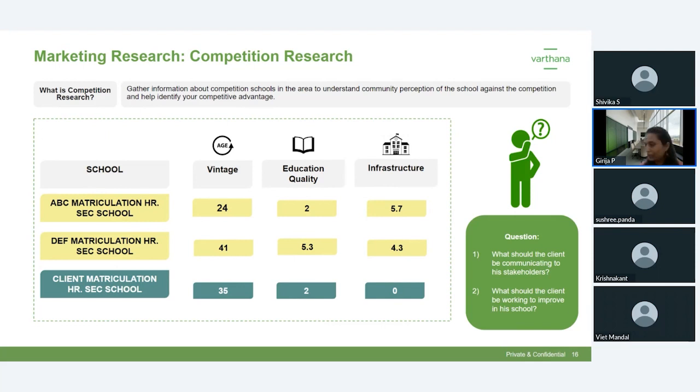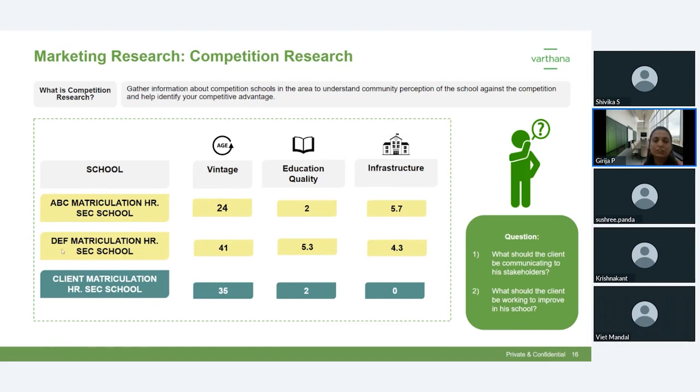So here you can see a sample. When you are doing this competitive research, you can measure the competitive schools based on these parameters: their vintage, education quality, and their infrastructure. And if you want, you can add other parameters as well. Based on that, you can rate them and see what they are doing better and what their improvement areas are.